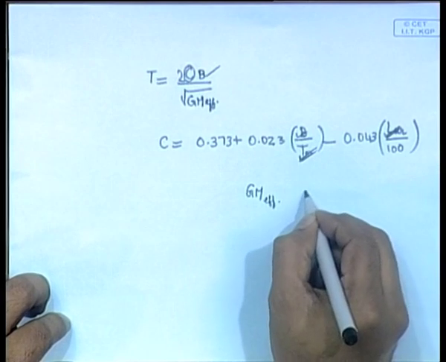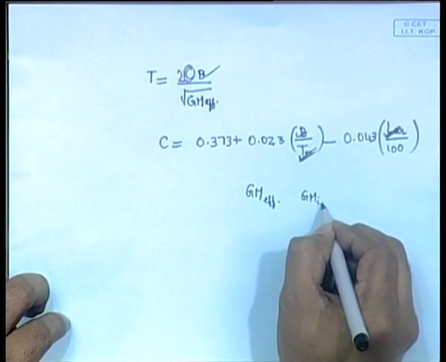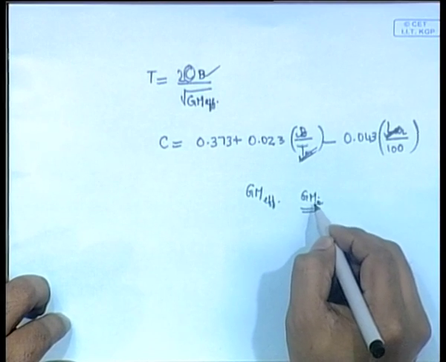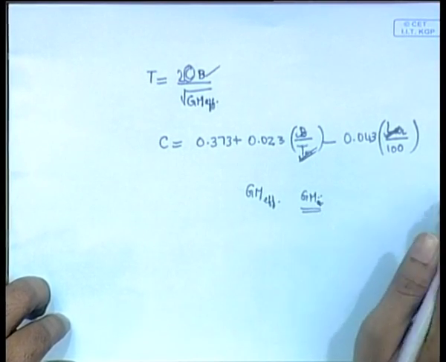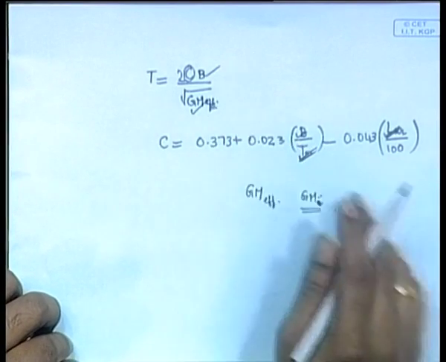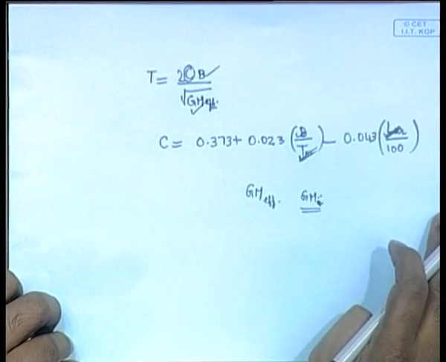So, if the G shifts, obviously the GM changes, and this produces a GM effective, which is different from the GM initial, or GM 0. It is not GM 0, but it is GM initial. So, this is GM effective.